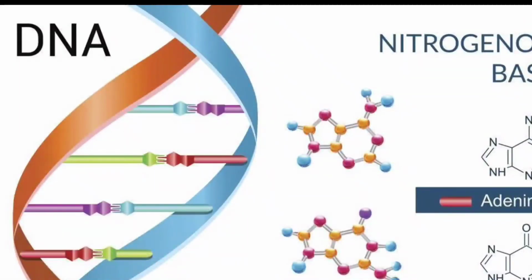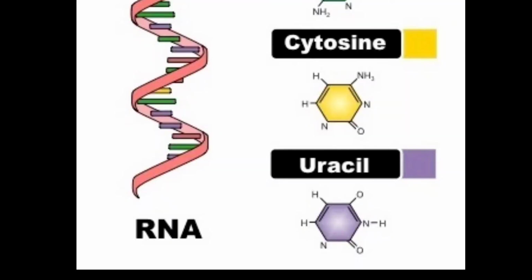Cells of all living organisms contain the fundamental nuclear material called nucleic acid. So the animals have DNA. DNA means deoxyribonucleic acid, whereas plants contain RNA, ribonucleic acid.